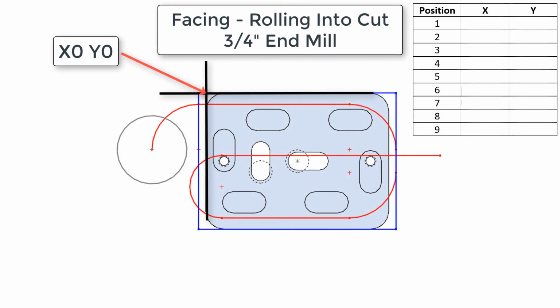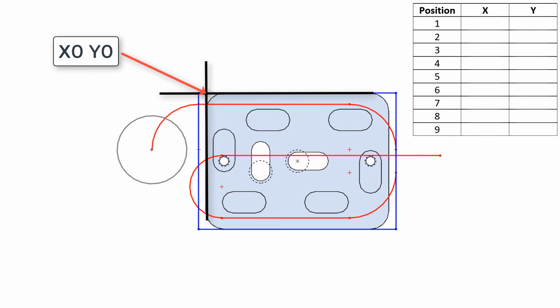In this video, I want to calculate the X and Y cutter center locations for the 3/4 inch end mill as it follows the red path. This path has the cutter rolling into the cut with a clockwise arc, which will help to evenly load the cutting forces onto the cutter, unlike our last facing toolpath. It will also ensure that the chips are formed thick to thin and thereby reduce the chance of chatter.